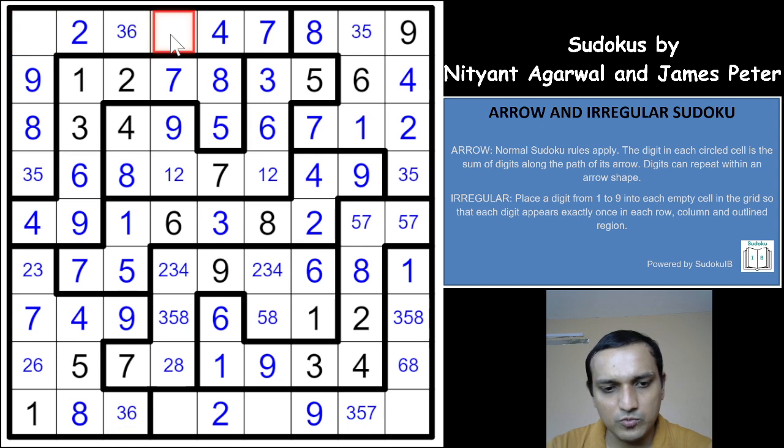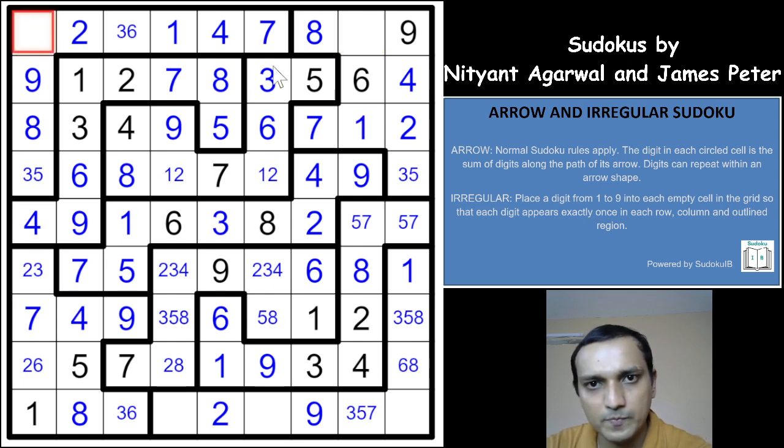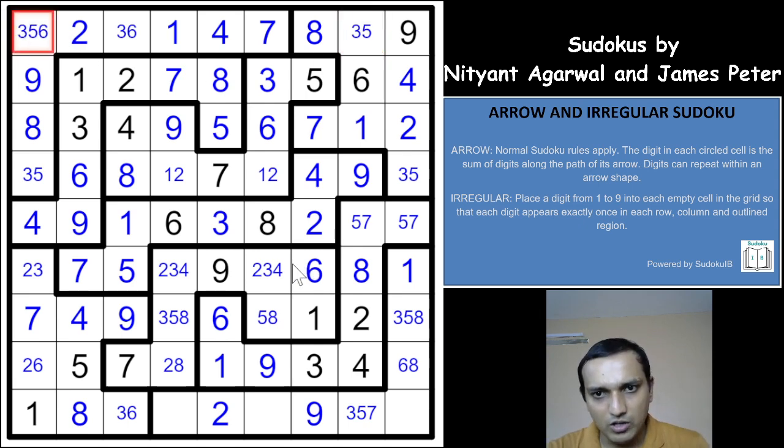1 cannot be here, so 1 would have to be here. 3 6 and 8, 8 is not here, so this would have to be 3 6. You have a 3 6 pair, so this is 5. No, I am sorry, 3 and 5, 3 6 5, not 3 6 8, 3 5 and 6. Thank God. This cannot be a 3.